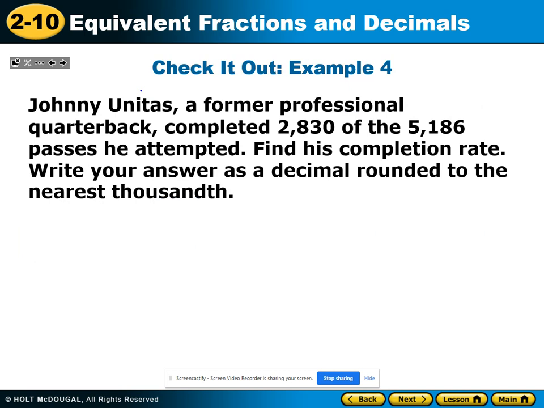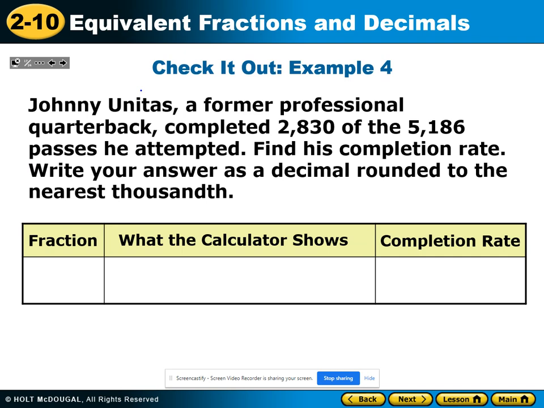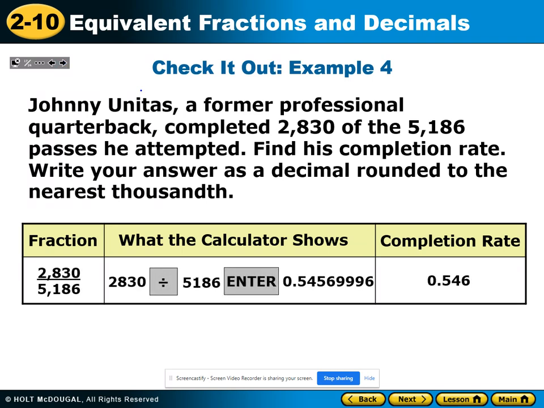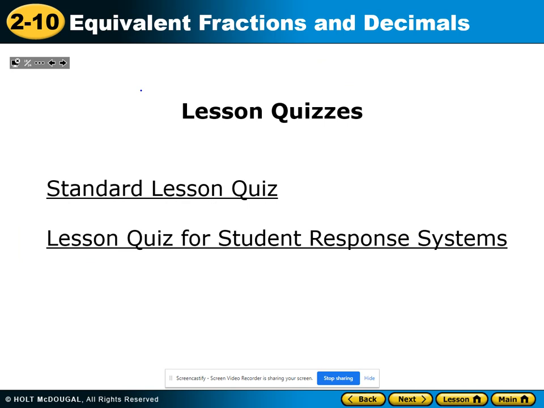All right. So a professional quarterback completed 2,830 of his 5,186 passes. So again, we've got our chart that they're going to make for us. How nice of them. We took complete passes over total passes. We do the division. We're rounding to the thousandths again. We go back, and we get 0.546. Reading what number to round to is important. Please pay attention to that, my 7th graders.